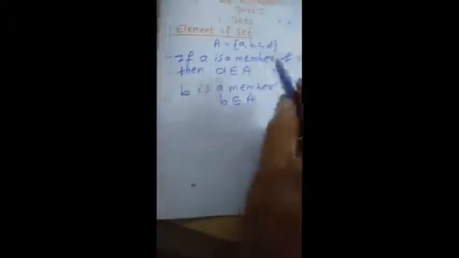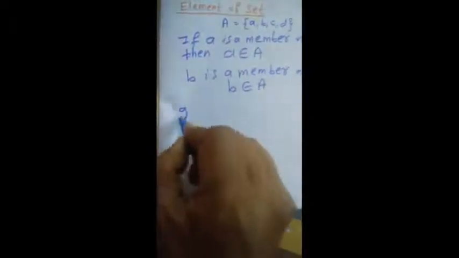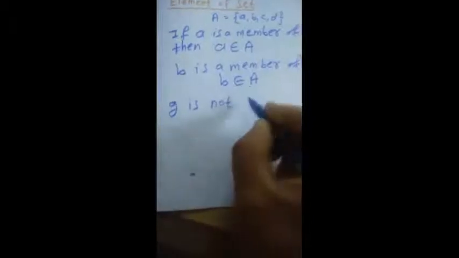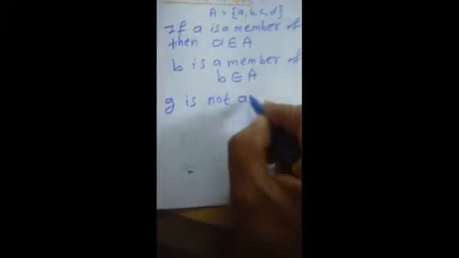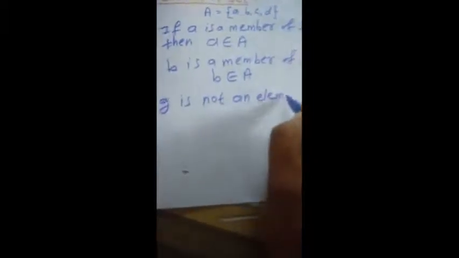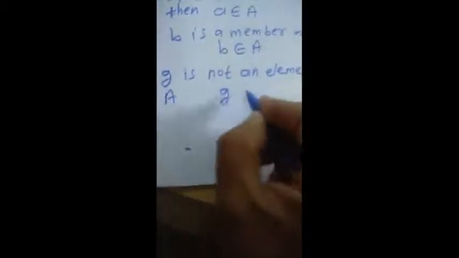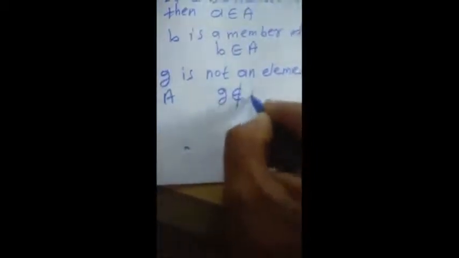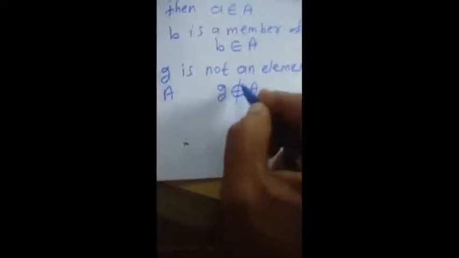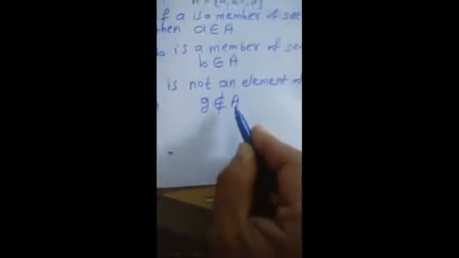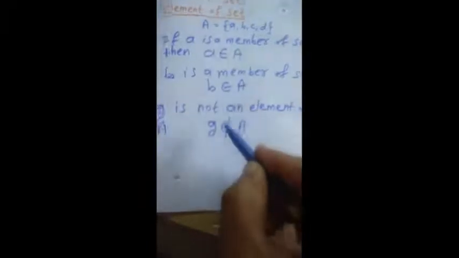Now, g. Is g present in this set A? No. Element g is not present in this set A. So how can we denote it by using symbols? g is not a member, or you can write g is not an element of set A. It can be written as g does not belong to A. This is the symbol of does not belong to. g is not an element of set A. These are the symbols: belongs to, does not belong to.